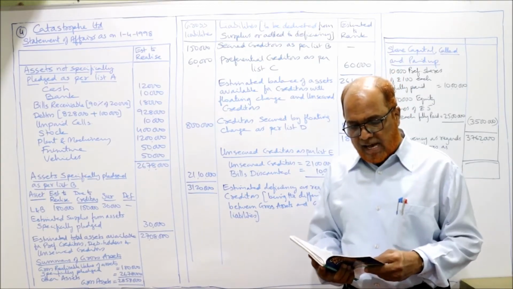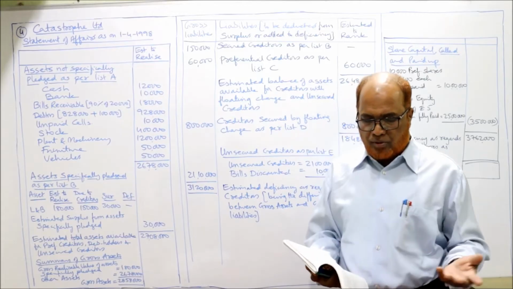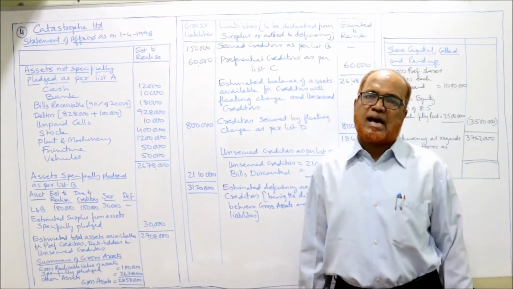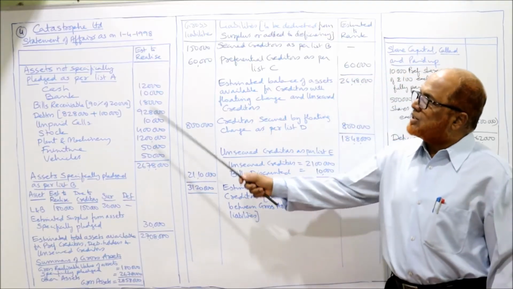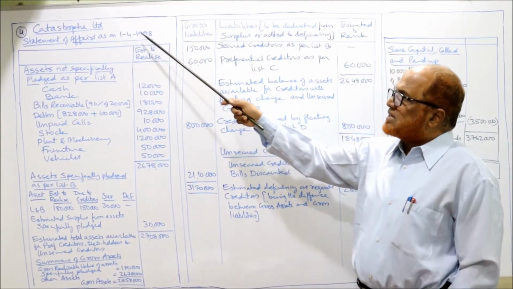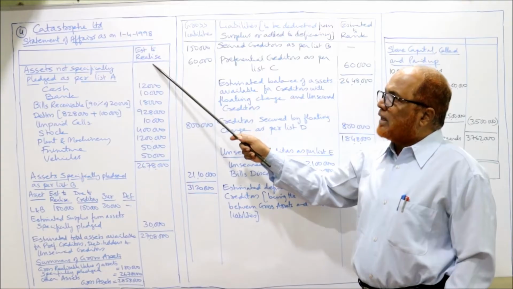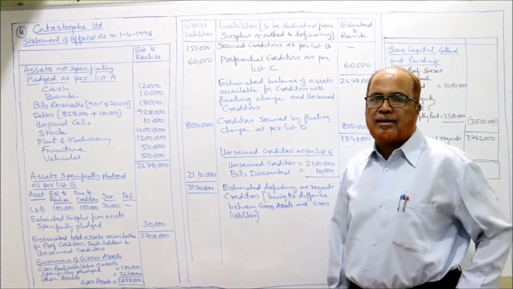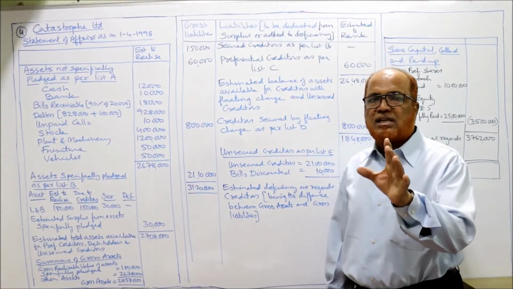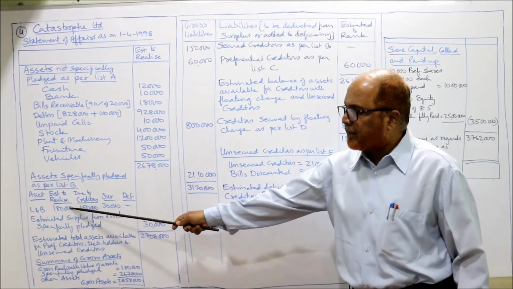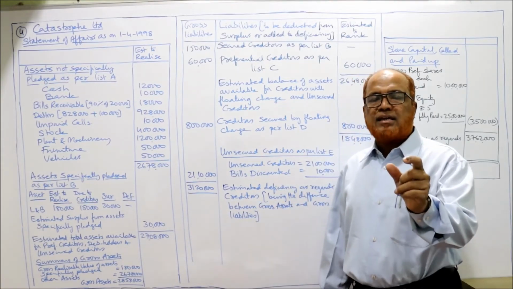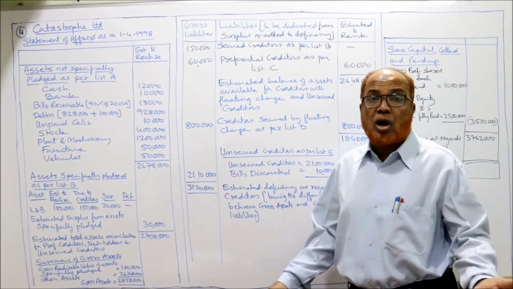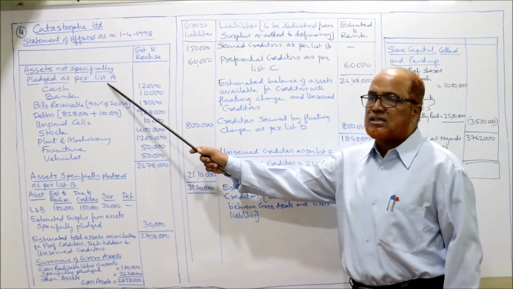Prepare the statement of affairs as regards creditors, as regards contributories. Every time we are preparing it as regards creditors as well as regards contributories. Now see here, Catastrophe Limited statement of affairs as on 1st April, estimated to realize assets not specifically pledged as per list A. Only one asset is given as security, that is land and building. Only land and building is provided as security, pledged, whereas all other assets are not pledged. So we take them in list A.